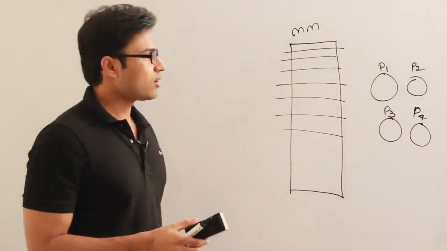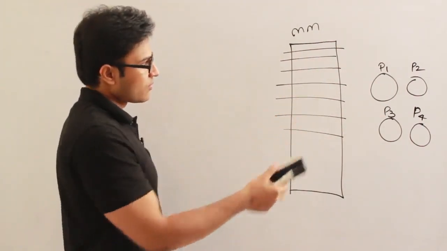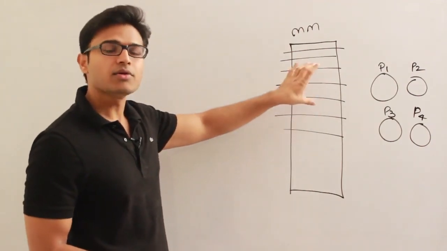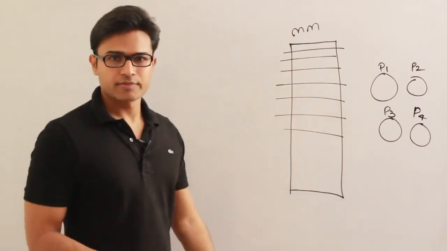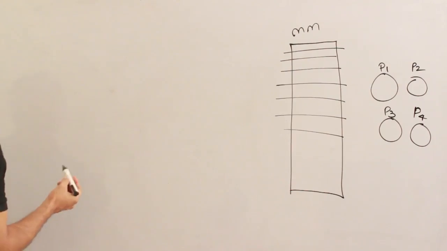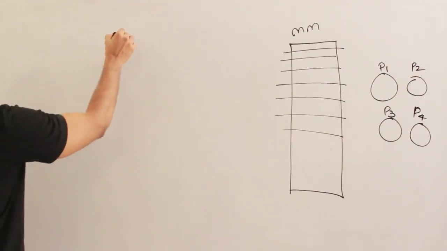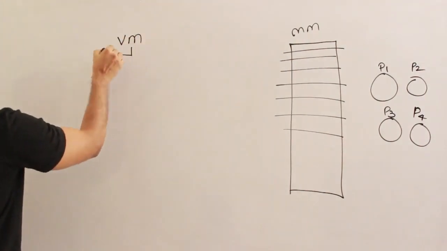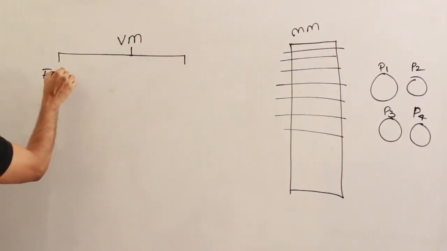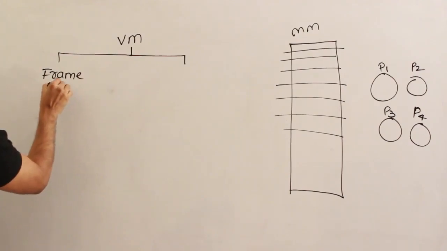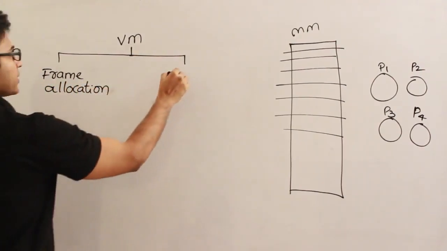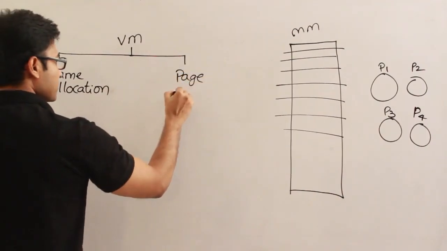That is fine. But now we have many processes competing for a common shared resource, which is main memory. How are you going to see that everyone gets a fair chance, right? So for that reason, in virtual memory implementation we have to talk about two things. One thing is frame allocation, and the other thing is page replacement.